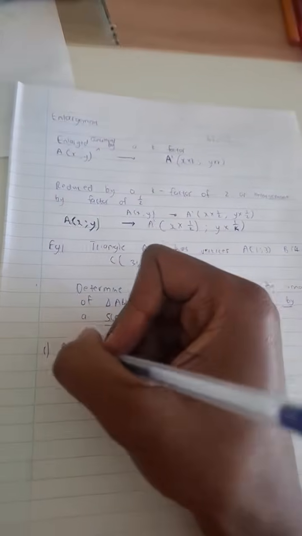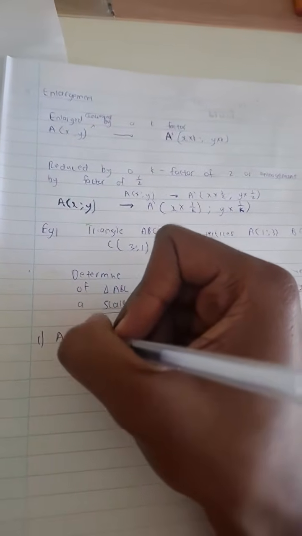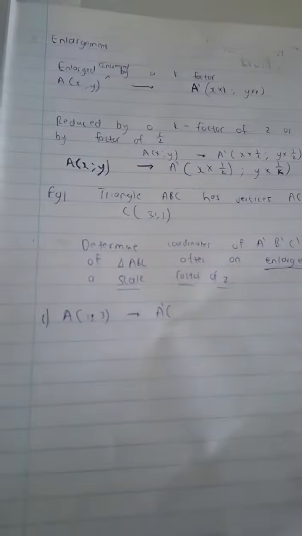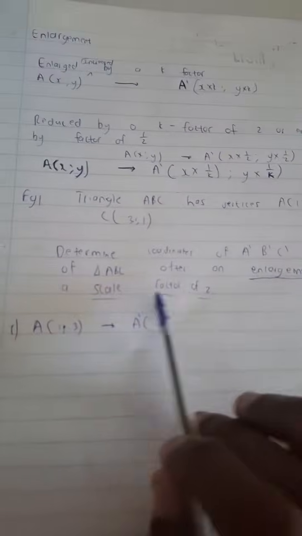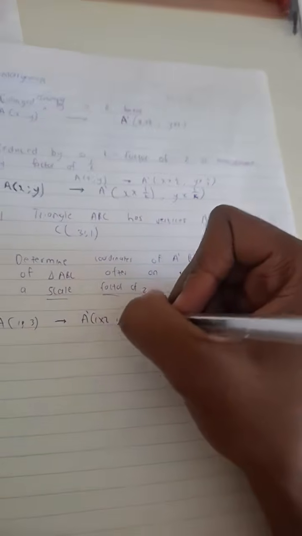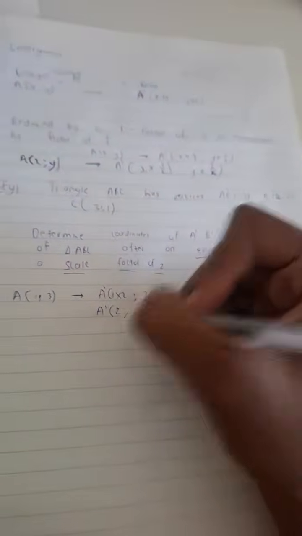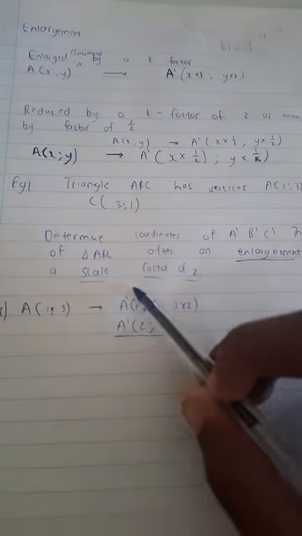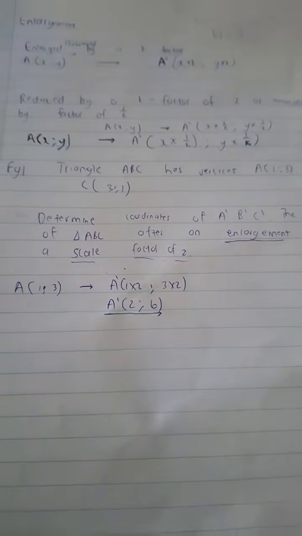So what do we do when we answer this question? Very simple. A is (1, 3). The image of A, we simply do what? Enlargement by a scale factor of 2. 1 times 2, 3 times 2. What is the new image of A? 1 times 2 is 2, 3 times 2 is 6. This is the image of A enlarged by a scale factor of 2. A image is (2, 6).